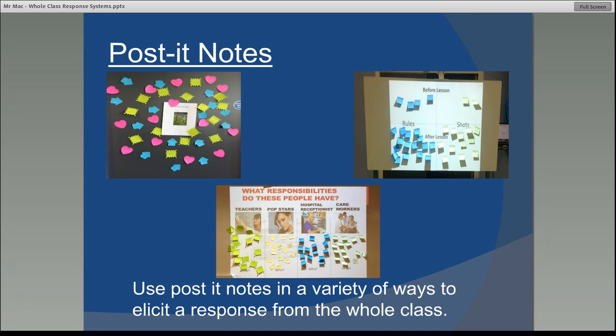And there are loads of ways to use Post-it notes. I'm forever sharing ideas with people from our academy, and I encourage you to do that as well, because Post-it notes are just a fantastic tool for us to have.